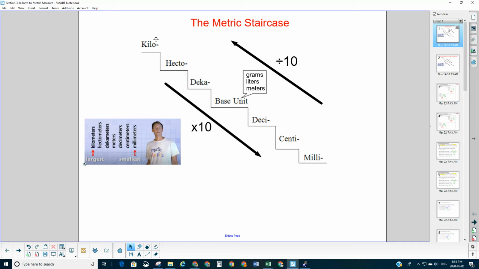The higher numbers, of course, are higher up here on the staircase, which means if you go down to these, you need more of these to equal one big thing. You'll need a lot more centimeters to get a bunch of kilometers. So when you're going down the staircase, you need more centimeters, so you multiply. And when you're going up the staircase, you need less of them, and so you'd be dividing.